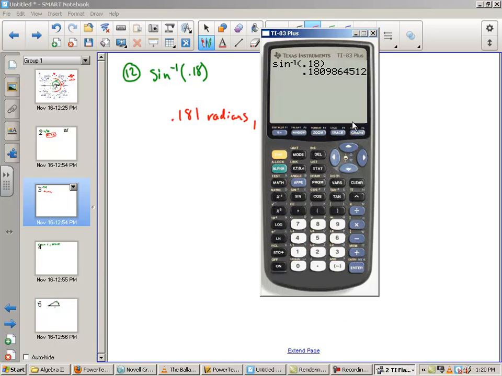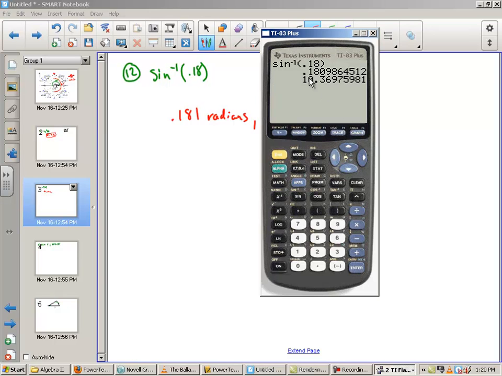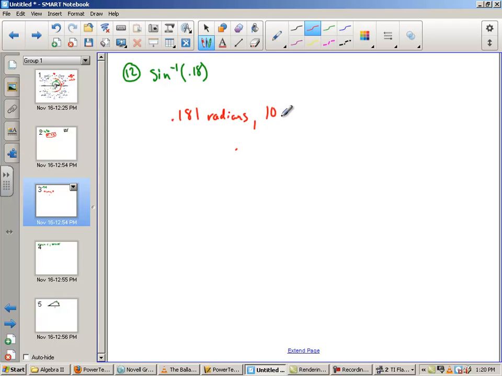And then I want to do it in degrees as well. So I'm going to go back to my calculator. I'm going to change my mode to degree. And then I'm just going to hit enter because it's going to try to evaluate the same thing. And that means I've got about a 10.4 degree angle. 10.4 degrees. And those are the two answers that I would come out with as my answers for radians and degrees.